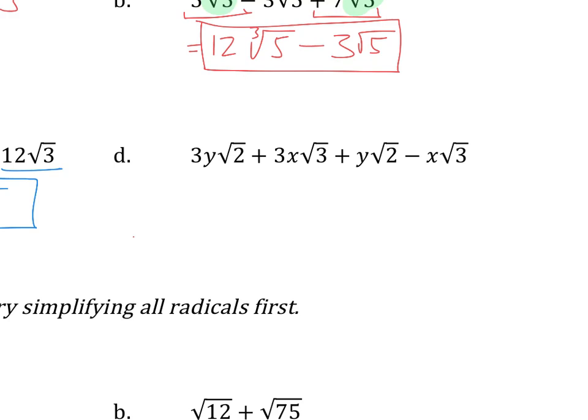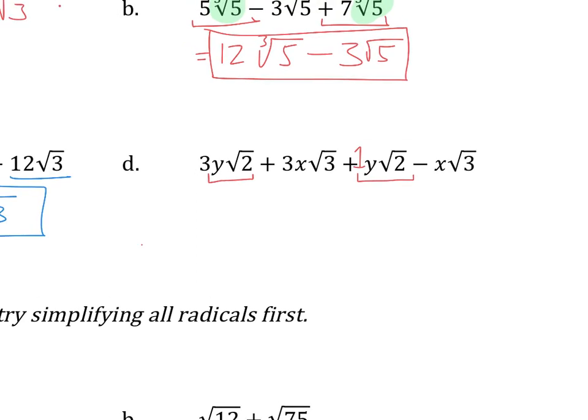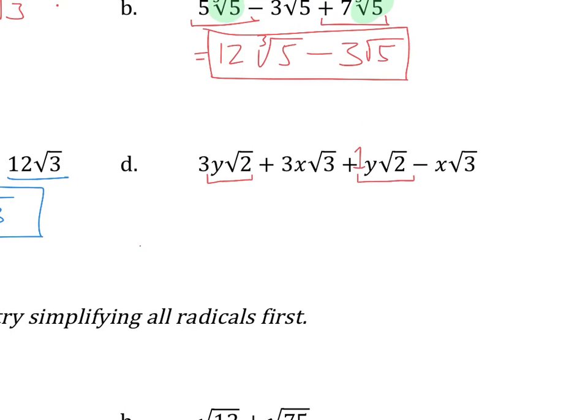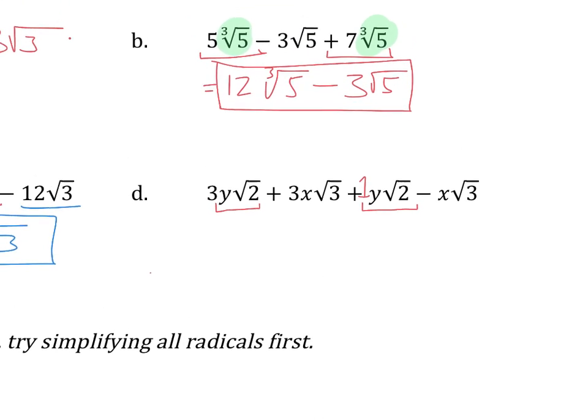Okay, what if we have some variables and some radicals? Well, notice here we got y square root of 2. Do we have any other y square roots of 2? We do. So we have 3 y square roots of 2, and we have 1 of them. So altogether we have 4. We have 4 y square roots of 2.